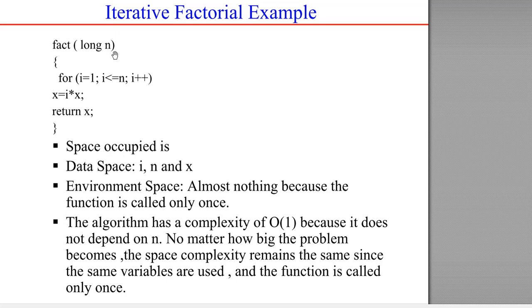For environment space, we use almost nothing, because this is not a recursive function, so the function is only run once. When it gets into this for loop, it does all the computations. We can write this whole function in words: first you accept a variable of type long, then you go into a for loop, iterating around the value of n until you get the final result. That's factorial, and we'll look at it again when we do space and time complexity.